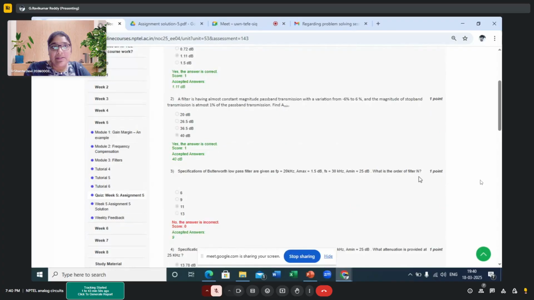So every question will be like this only. See here, madam, what is the order of the filter n? In the third question they mentioned it is a Butterworth filter. Then how to solve this one, madam? The third one.